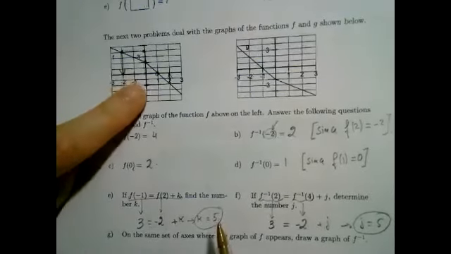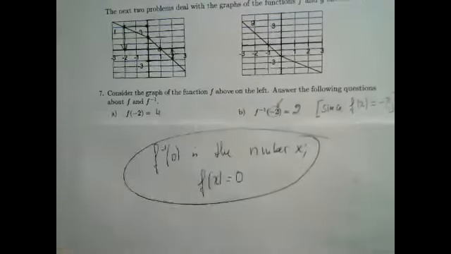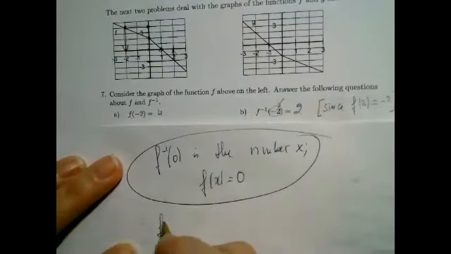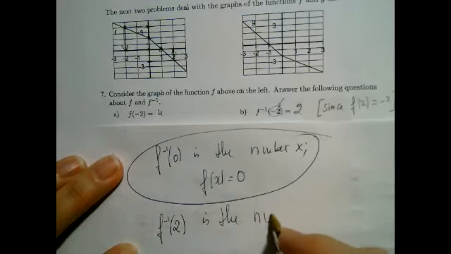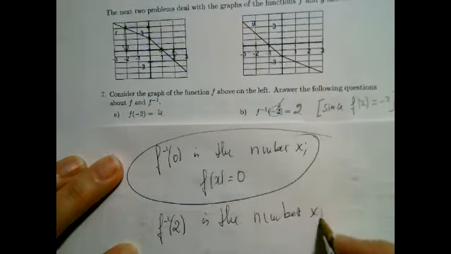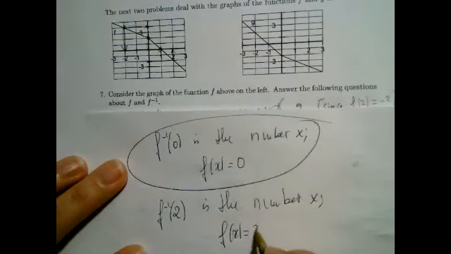Oh, okay, unless I made a mistake. Okay, F inverse of 2. Let's rewrite this down. What's F inverse of 2? It's the number X such that F of X equals 2.